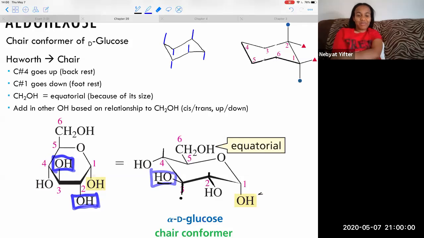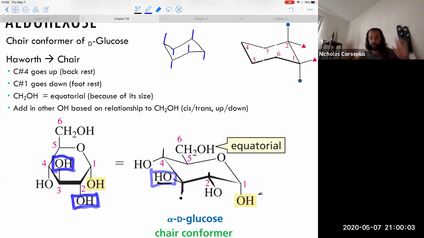Okay, got it. And again, it'd be so much easier if cis and trans and axial and equatorial were directly related to one another, but they're not. It's just a little bit more complicated than that.